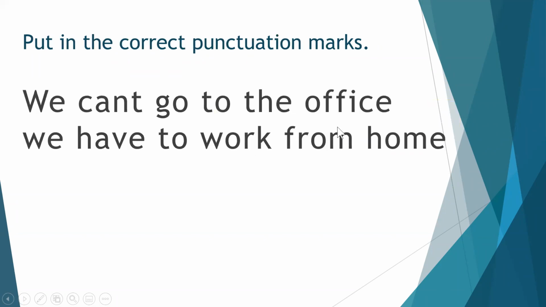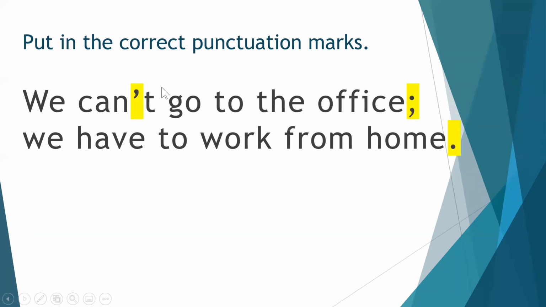Okay, in the interest of time, I'm going to go on to the next one without asking you to annotate. We cannot go to the office. We have to work from home. This is the sad life that we are facing every day. Where do you put the punctuation marks? Here. We can't, apostrophe, cannot go to the office, semicolon, right? Thank you. And you can see it's a small w, so it's the same sentence. We have to work from home. The semicolon connects two sentences that actually make sense on their own, and you end with a full stop, okay?